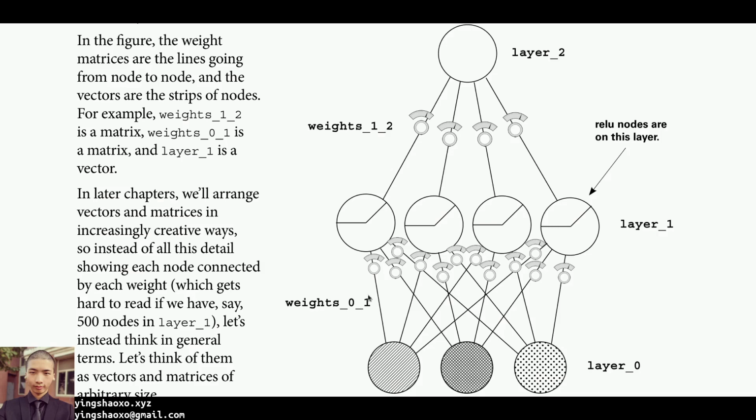The weights 0, 1 represent the weights between layer 0 and layer 1. The weights 1, 2 represent the weights between layer 1 and layer 2. Okay, now it's more reasonable for us to understand, because now we know the weights are between the two layers.